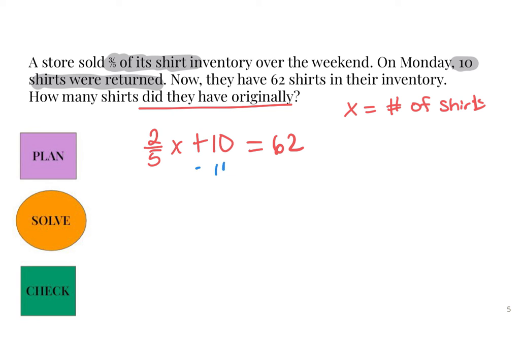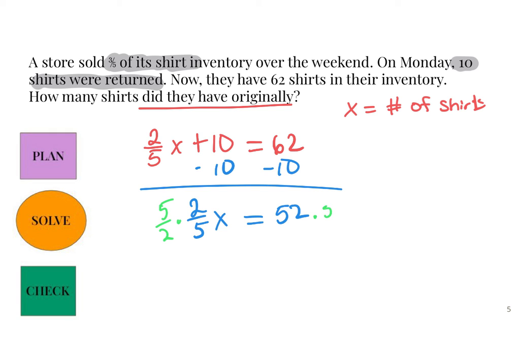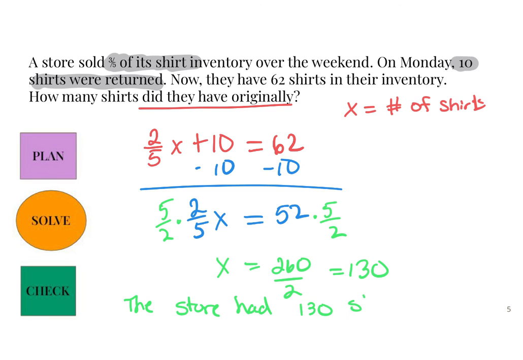So now I can go ahead and solve. I'm left with 2/5 X equals 52. Again, multiply by the inverse, and we do top with top, bottom with bottom. So 52 times 5 is 260 over 2. So that gives me 130. So the store had 130 shirts.